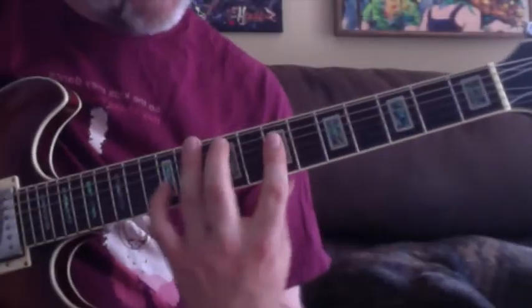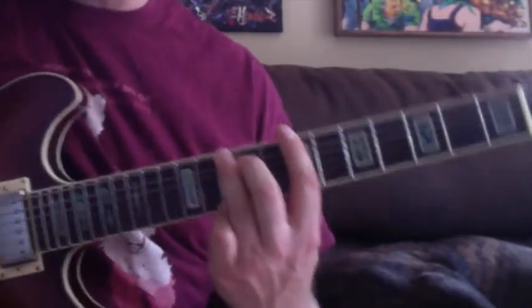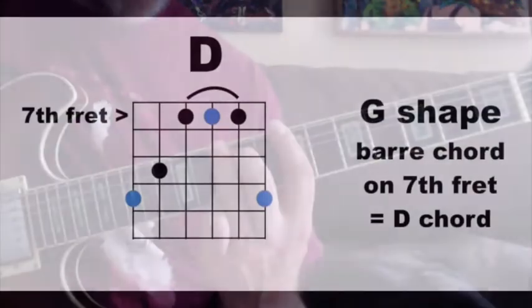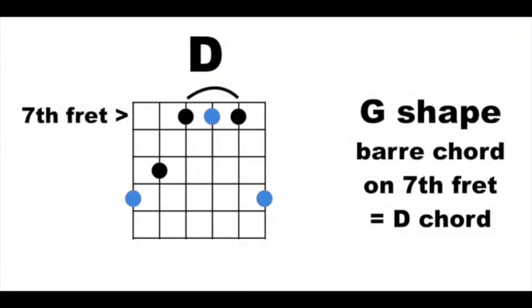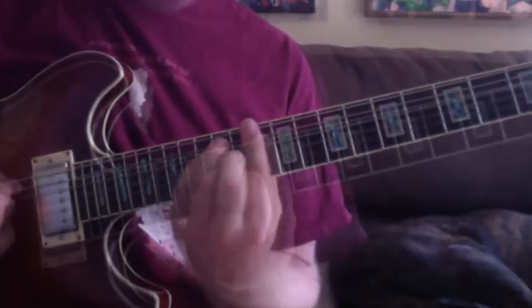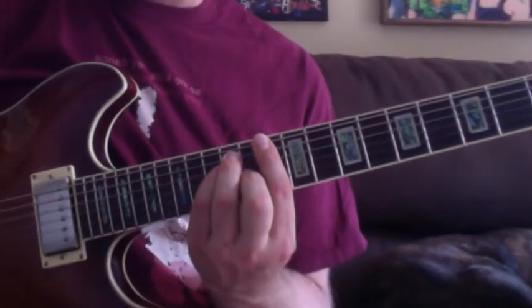Now if I move up to the 7th fret, I have a G shape. That also gives me a D chord. And then again, I look at the highest point of that here on the 10th fret. Now I have the E shape. Also gives me a D chord.